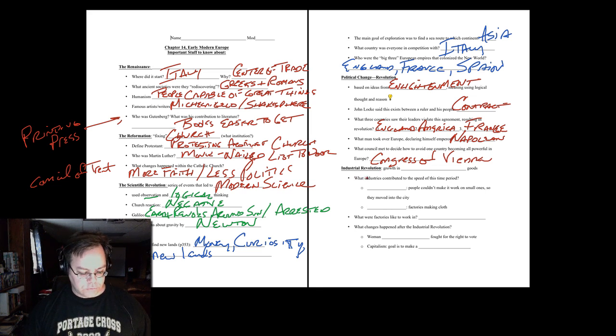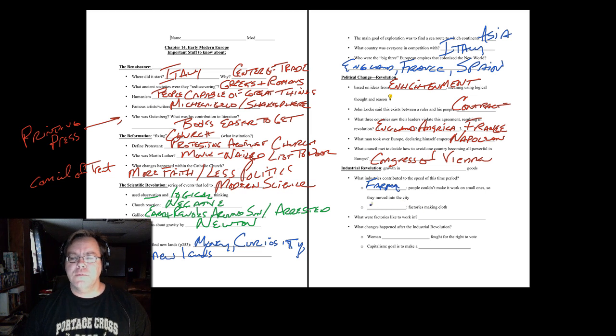Okay, and finally the Industrial Revolution. What industries contributed to the speed of this time period? One was farming. People went from living out in the country and working on farms, which was where most of the people of Europe lived at this time. But as machinery was made available to make farming easier for big farms, the people had no reason to stay and work on the farms because machines were doing their job, so they started to move to the cities.